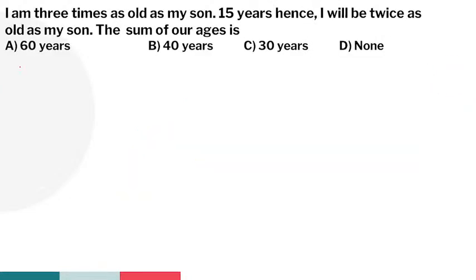And move on to next one, guys. I am 3 times as old as my son. 15 years hence, I will be twice as old as my son. The sum of our ages is... What is the answer, guys? Anyone? Which option is the right answer?